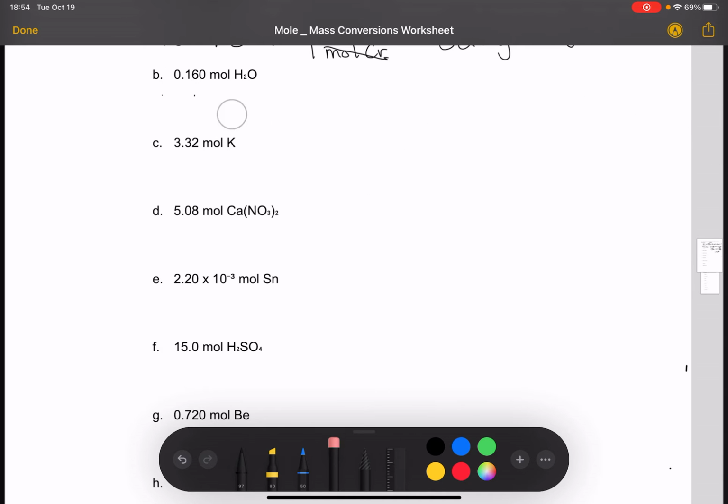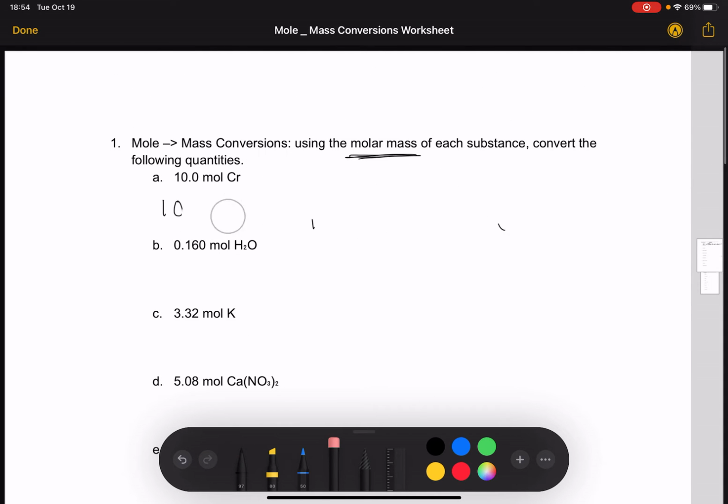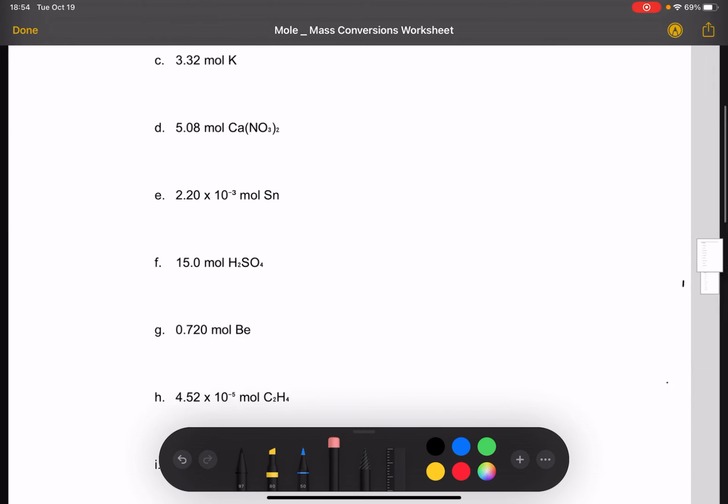Oh, it's much faster with my finger. All right. Scroll back up. Let's work on the next one.